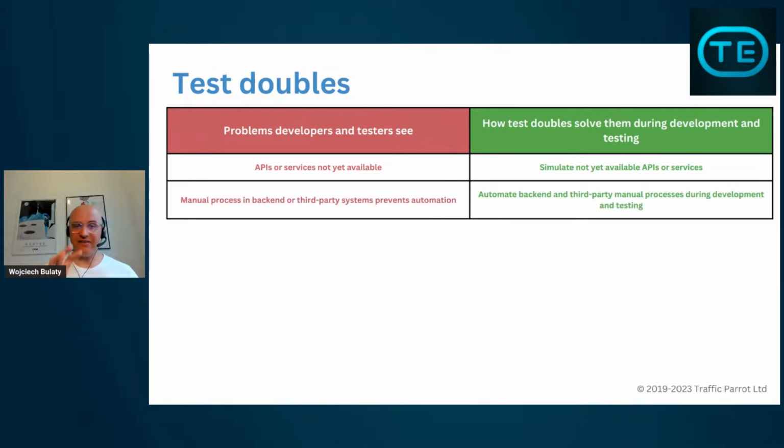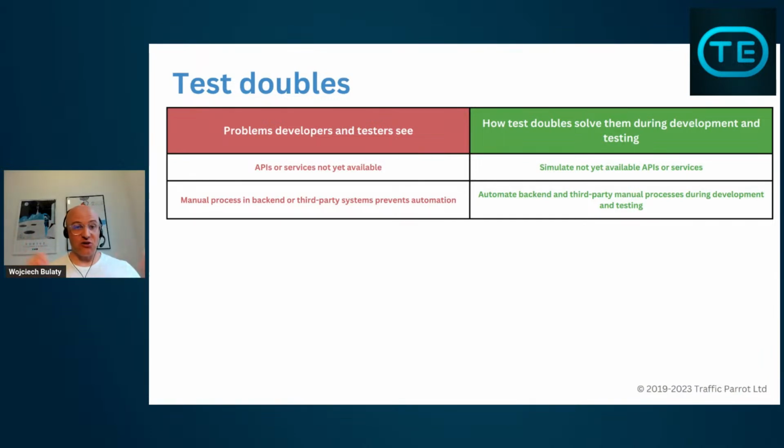Another problem developers and testers would see is that manual processes in backends or third-party systems prevent your development and testing efforts. I've got an example in mind where we've been working with a client who was integrating with a government service, and whenever you send a request over IBM MQ to that government service, it would take 30 minutes to 2 days to get a response back, because there was some agent on their side that had to do something manually for that response to come back.